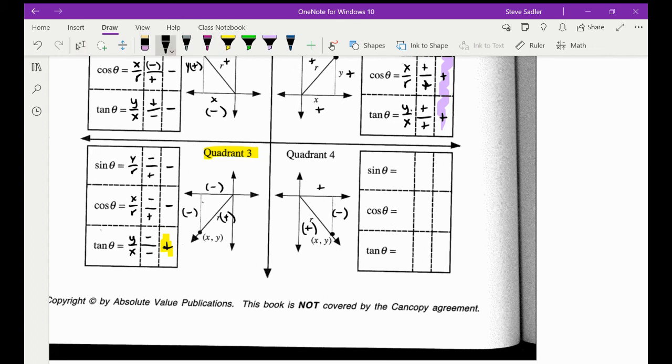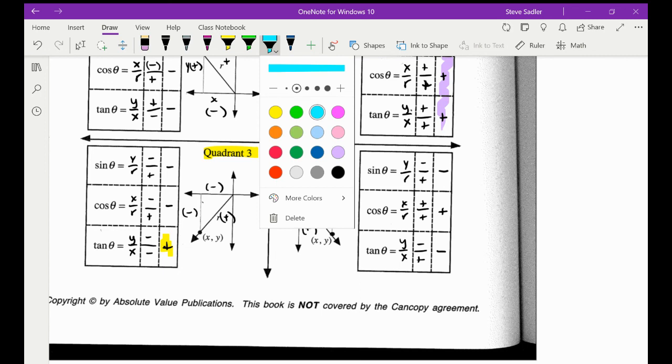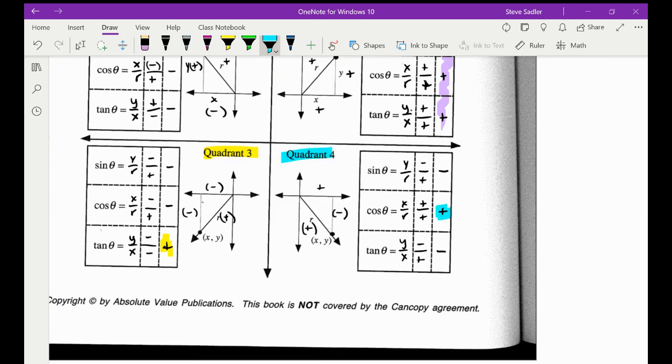And in quadrant 4, one last time, sine is y over r, and we know the y is negative, the r is positive, so we have a negative overall value. Cos is x over r, x is positive, r is positive, cos is a positive value, and tan is y over x. So that's negative over positive, so we get a negative overall value, and that means that in quadrant 4, the only positive value is cos. And there's a way to remember this. We'll talk more about that.